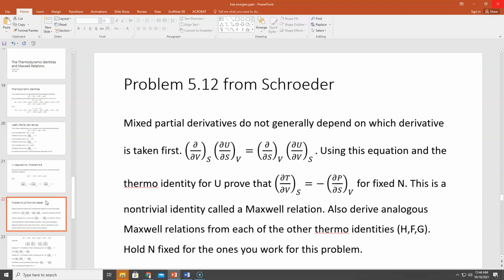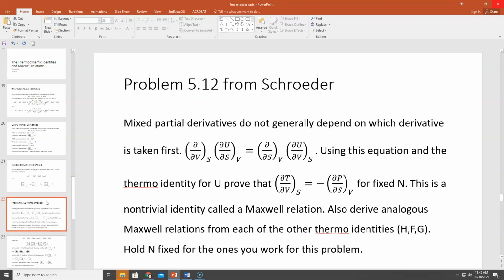Mixed partial derivatives do not generally depend on which derivative is taken first. So, for example, the partial with respect to V holding S constant of partial U with respect to S holding V constant is going to equal, if you switch the order, the partial with respect to S holding V of partial U with respect to V holding S constant. So, if you switch the order, it doesn't matter for these partial derivatives.